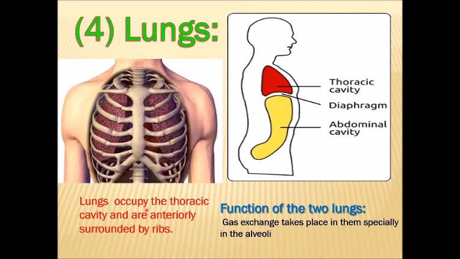But the lungs now occupy the thoracic cavity and are surrounded by the ribs. The ribs are for protecting the lungs and the heart. These are the ribs.